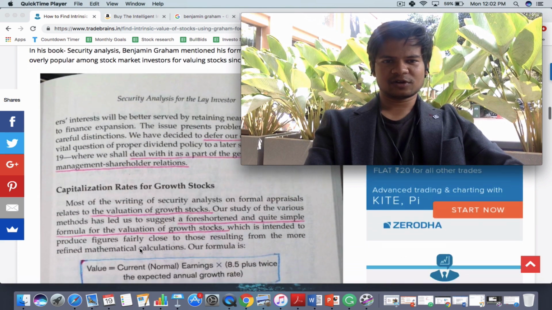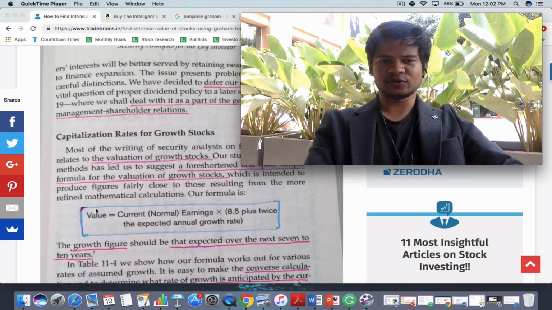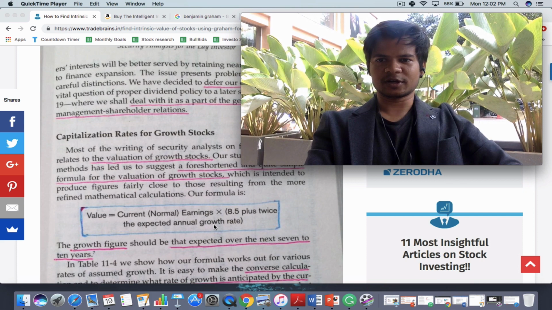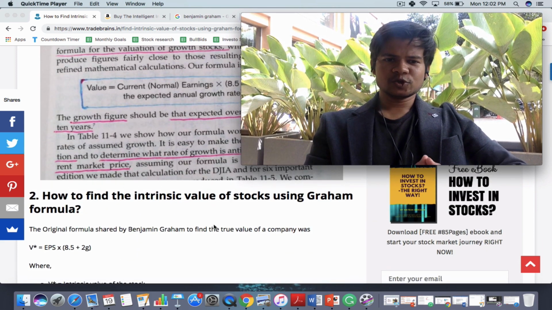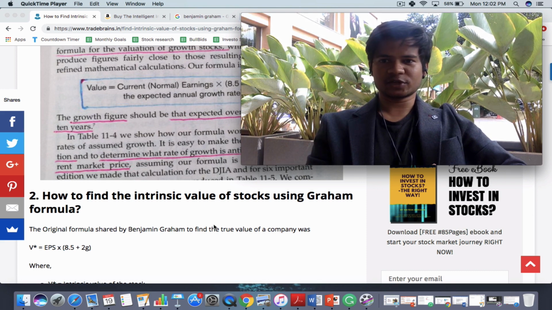So this is a screenshot of his book, and this is the formula that he used. Value is equal to current normal earnings into 8.5 plus twice the expected annual growth rate. So this is what we are going to discuss in this video. So how to find intrinsic value of stocks using Graham formula.